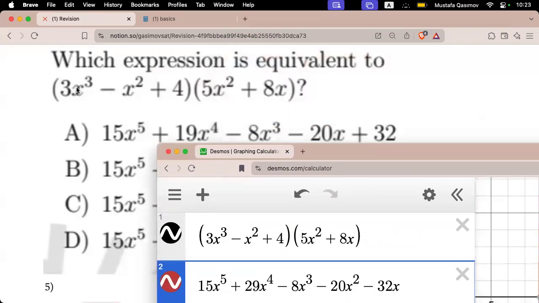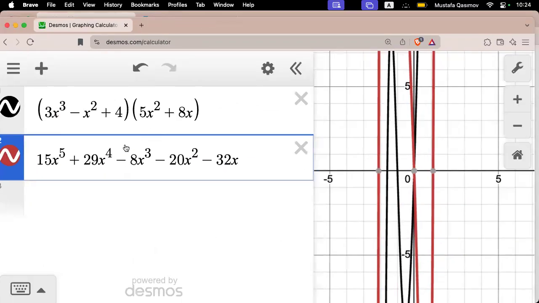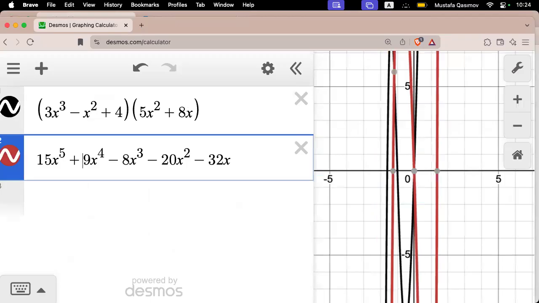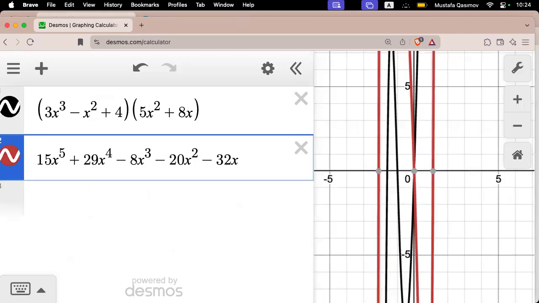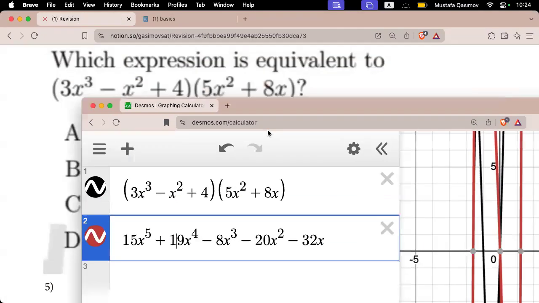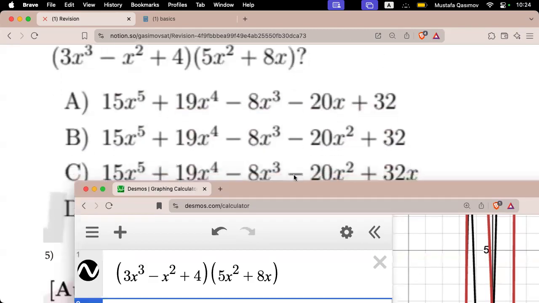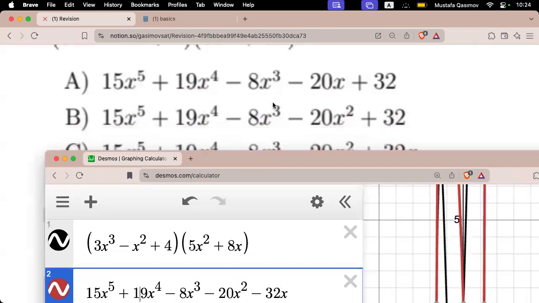Yeah, when you multiply 3x cubed by 8x squared, what will you get? 24, right? When you multiply 5 by x squared, you will get 5 from here, so it will be 19 probably. Let's also check: 19 is that one, 21, 29 is that one, so they are not the same. Probably, yes, probably.